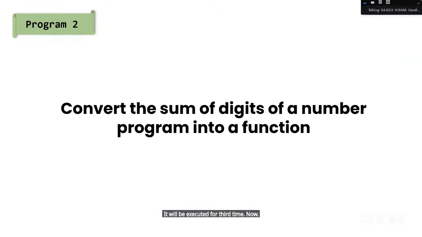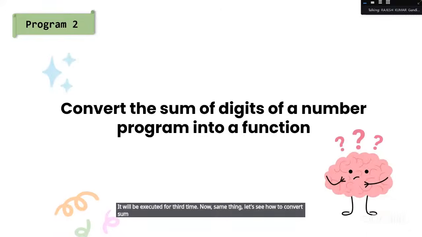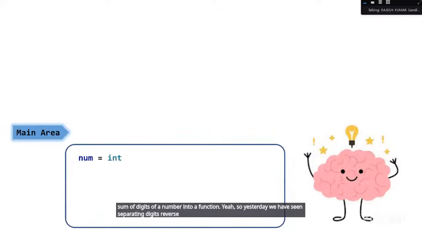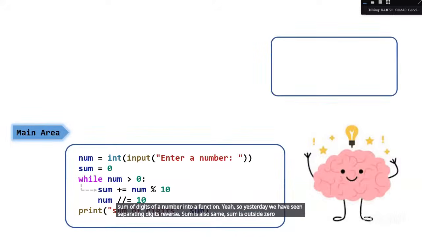Now same thing. Let's see how to convert the sum of digits of a number into a function. Yesterday you have seen separating digits, reverse. Sum is also the same. Sum is initially zero. You will take the same logic you have.